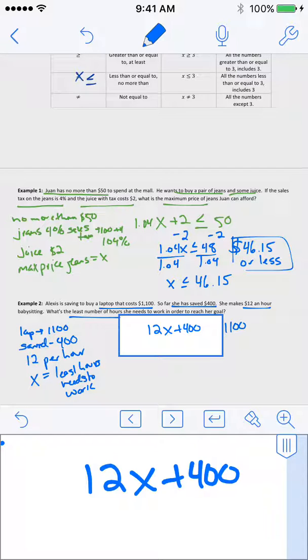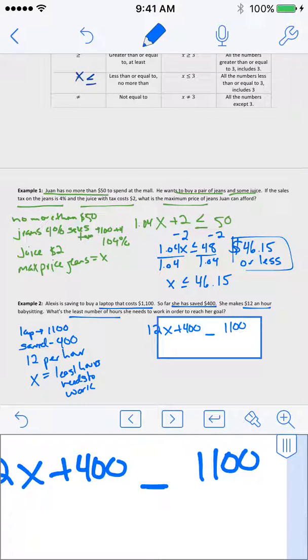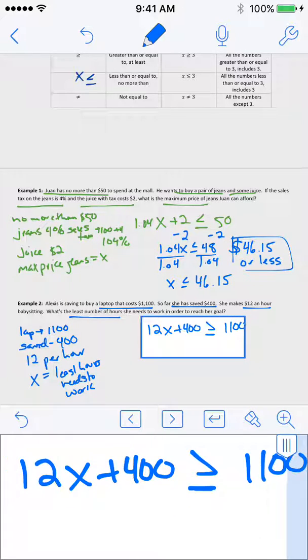Can it be equal to? Yes, she can definitely pay exactly 1100. She'll have no money left over, but that's okay. Can it be greater than? Well, that would be awesome, because then she'd have extra money for decals or a fancy mouse or something like that. So it can be greater than or equal to. Sweet, we have our inequality. Go ahead and solve that now.